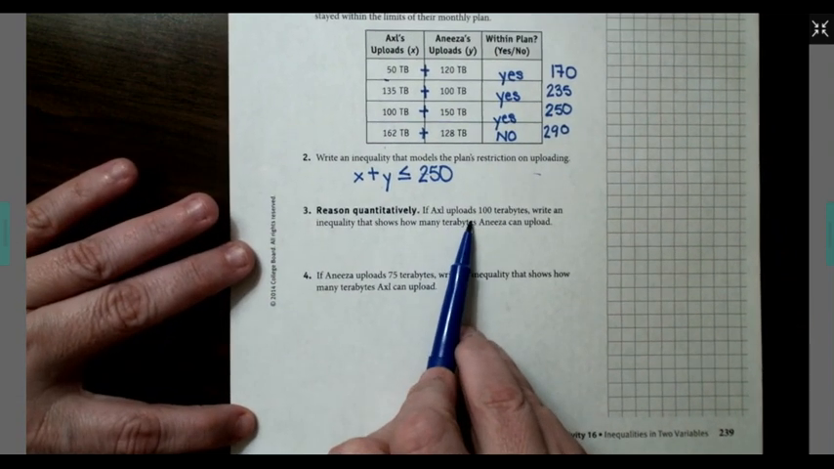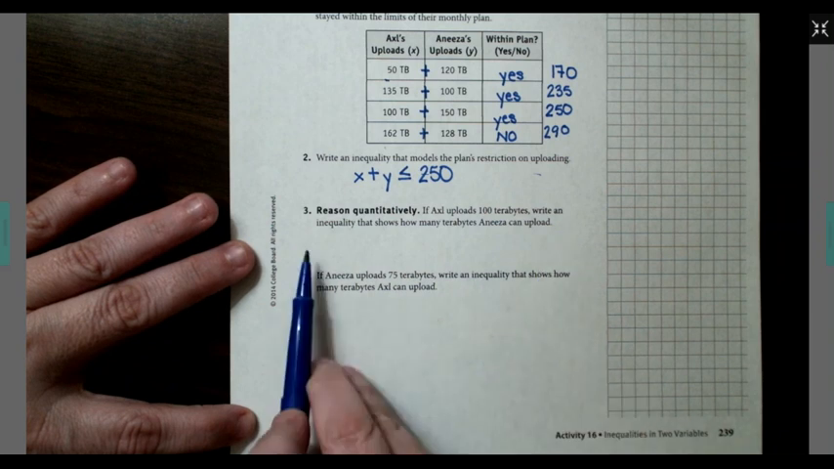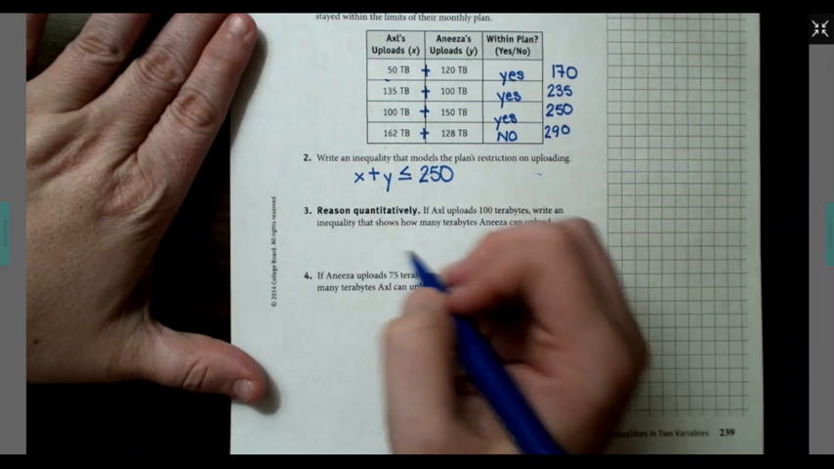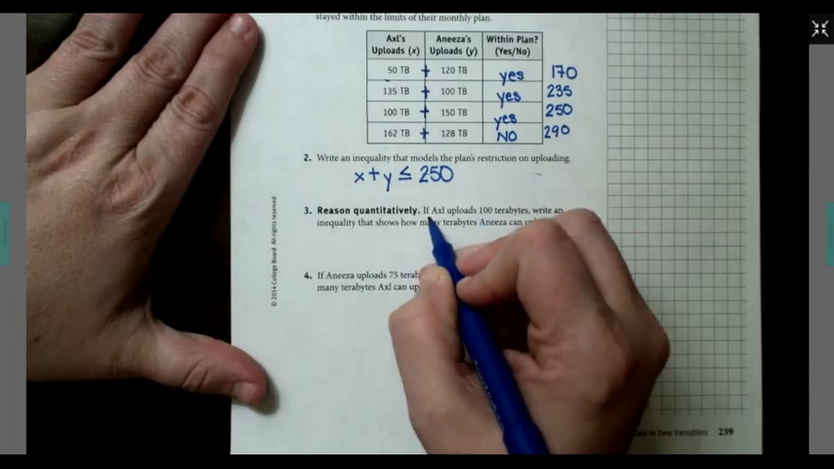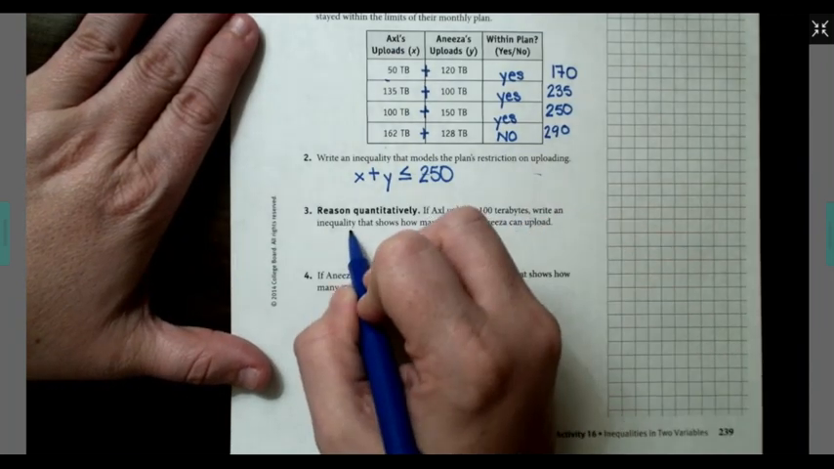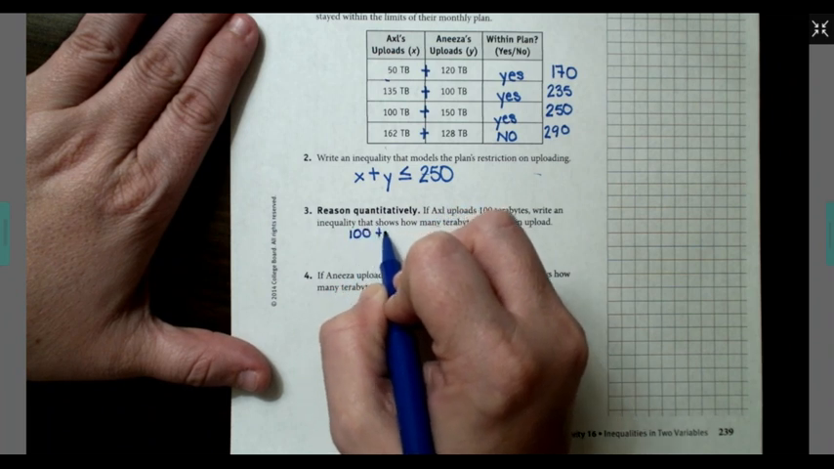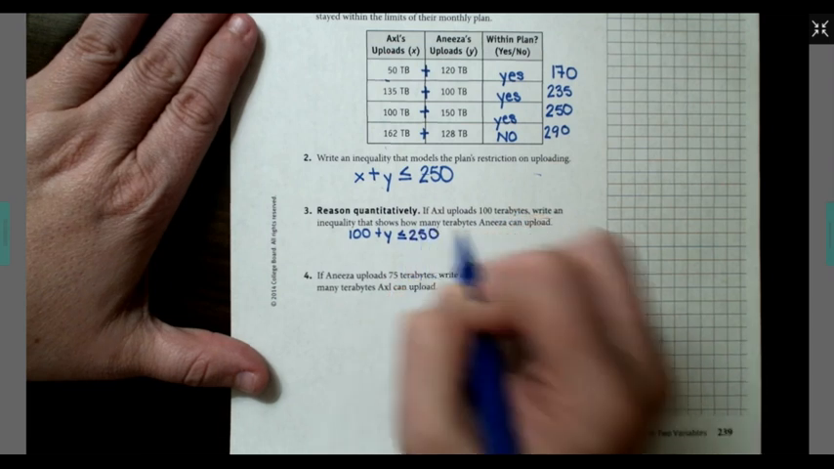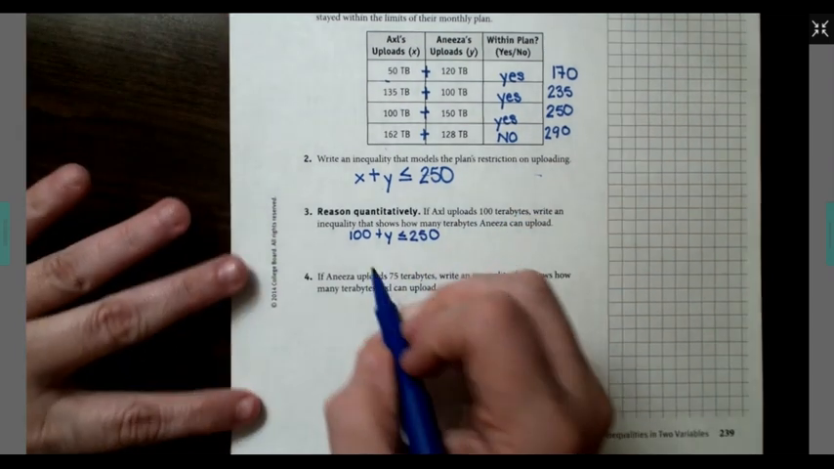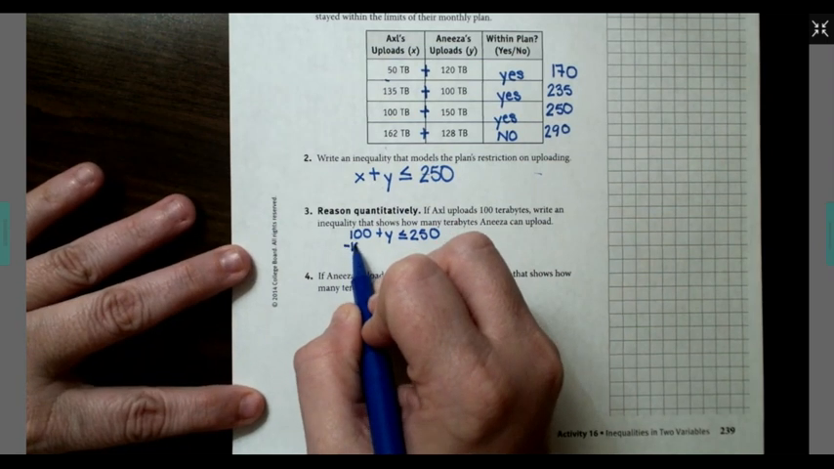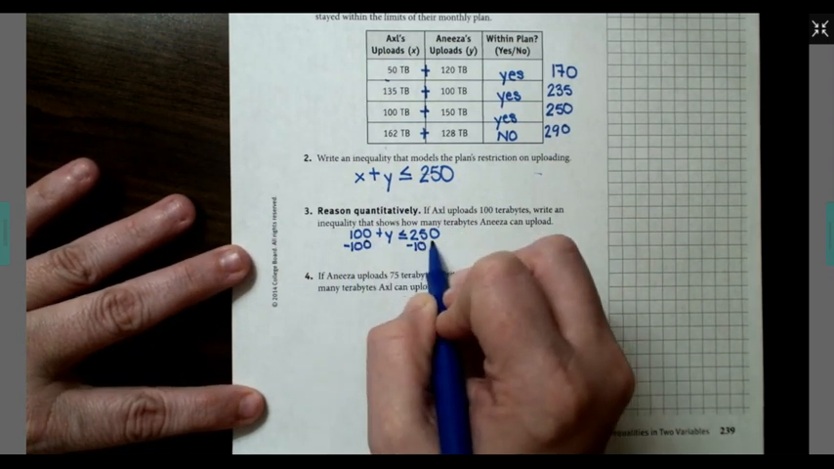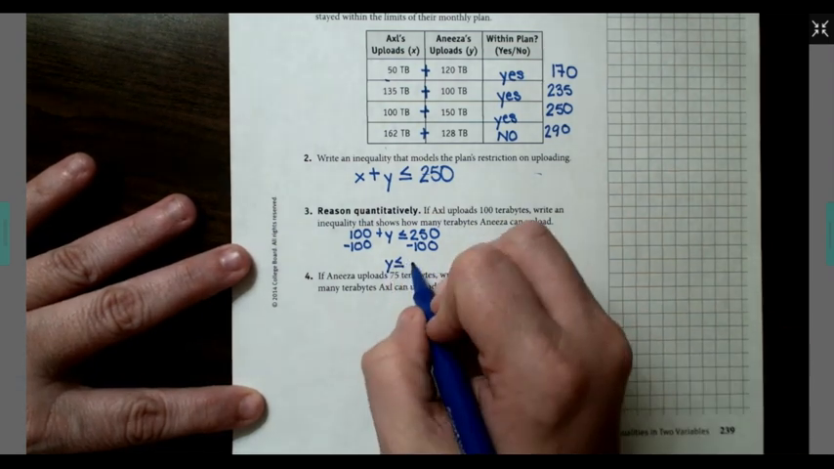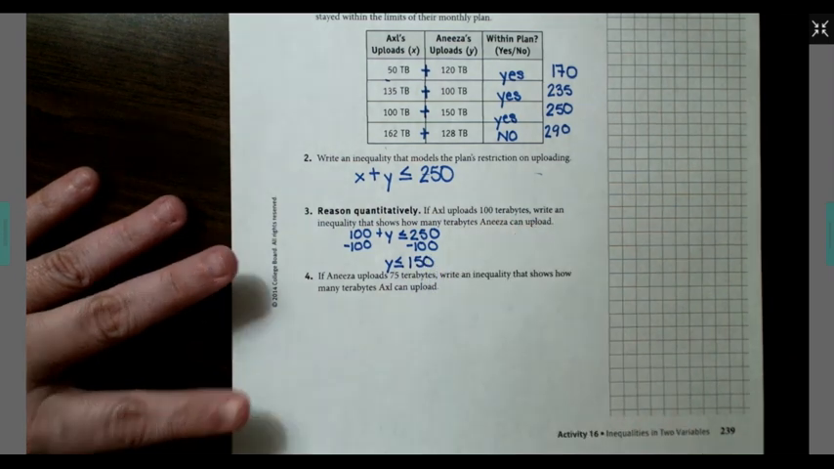If Axel uploads 100 terabytes, write an inequality that shows how many terabytes Inez could upload. Well, let's see. If Axel is 100, I'd plug in 100 for X, right? And Inez is Y. How many could she upload? I could do this simply by subtracting 100. And so as long as Inez is less than 150 terabytes, she's good.